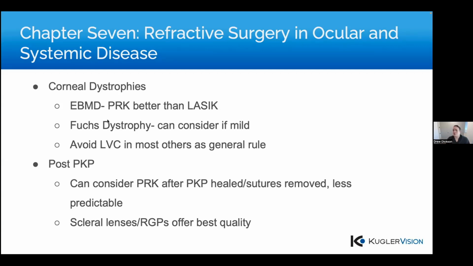After PKP, you can consider doing refractive surgery, not done often, but you need to make sure it's healed and all the sutures are removed. Scleral lenses and gas perm lenses will offer the best quality after PKP if patients are having issues.